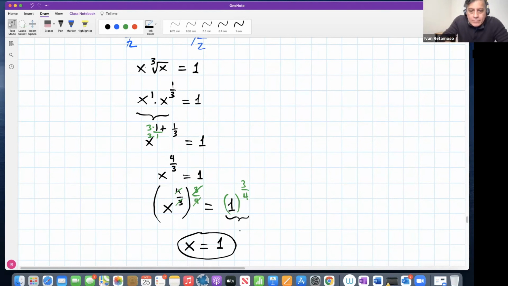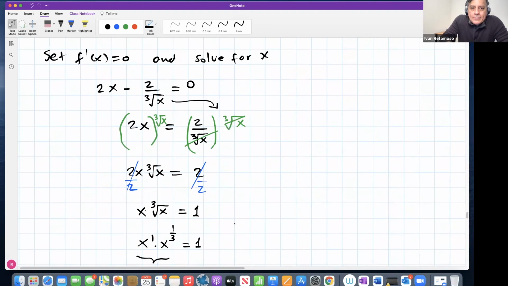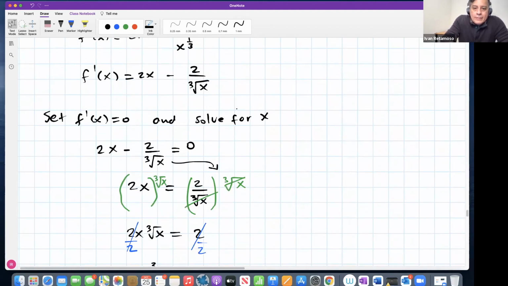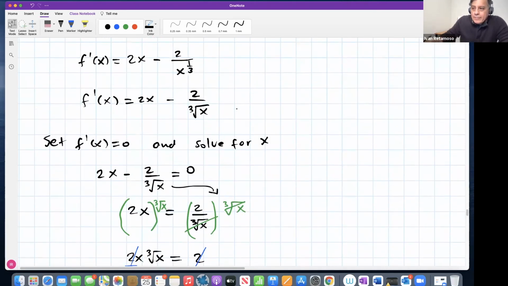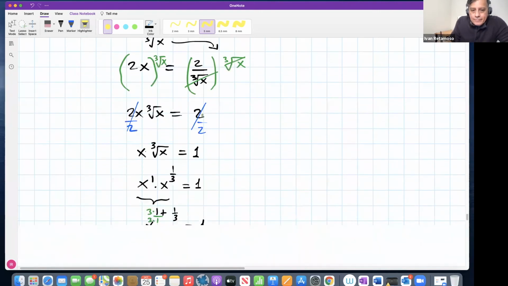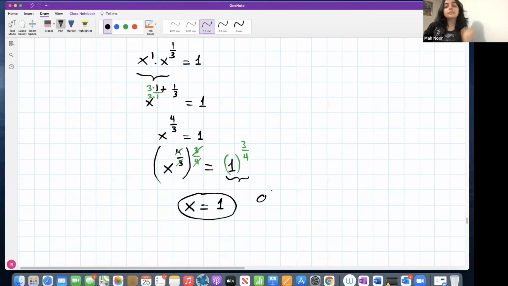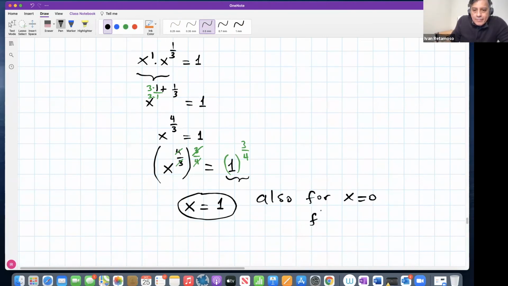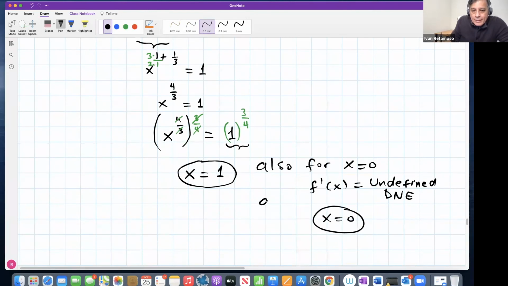Are we done? Unfortunately, guys, this type of function has led us to a special type of derivative. Look at the structure of the derivative. This is a critical point, x equal 1, but now you have to ask yourself, is there another value of x such that the derivative does not exist? When you look at this derivative, can anyone tell me for which value of x this derivative is going to be undefined? 0, right? So we're going to write here also, for x equals 0, f prime of x is undefined. So you have to add this as a critical point. So x equals 0 and x equals 1 are critical points. 2 critical points, not just 1.